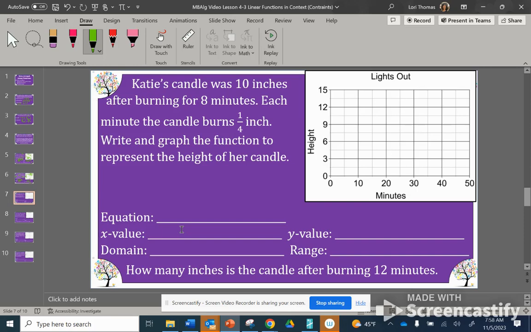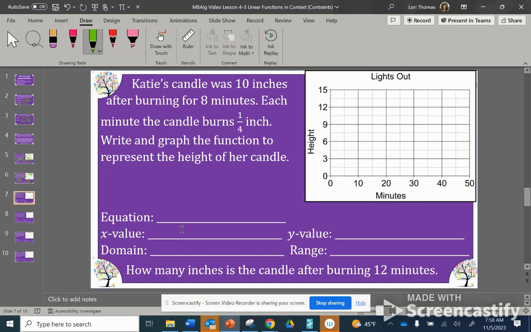Okay, now let's continue on with our lesson of writing linear functions from a word problem. And we are going to decide if we're going to write it in slope-intercept form, point-slope, or standard form. It just depends on what data is given to us.